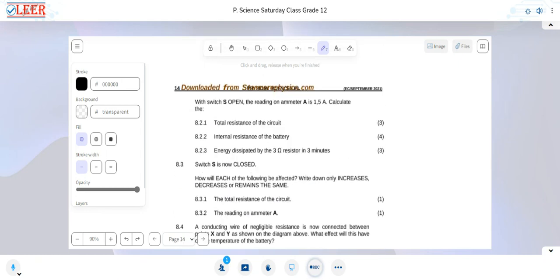So the question reads, with switch S open, the reading on ammeter A is 1.5. Calculate the following. So we have 8.2.1. It says total resistance of the circuit. We're going to be calculating all of these with switch S open. So we're going to calculate the total resistance of the circuit.